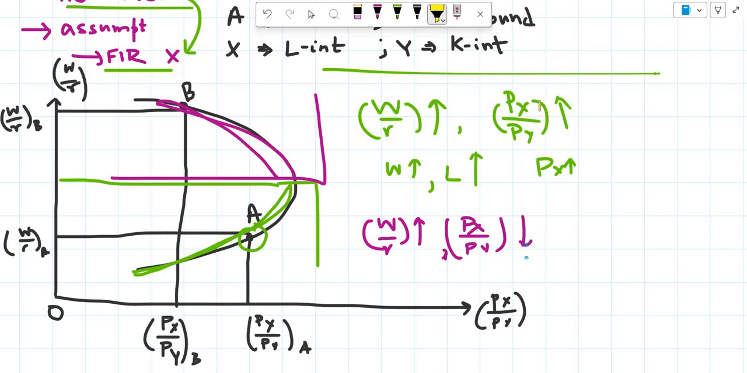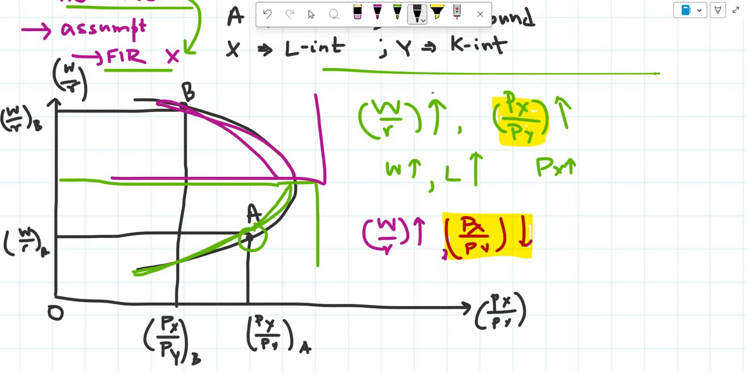Now, remember Px by Py was involved in the price definition of the Heckscher-Ohlin model. So we need to recapitulate the price definition of the Heckscher-Ohlin model. Let us try to explain it in this way. If W by R is increasing, first Px by Py is increasing, but if W by R increases even further, Px by Py starts to decrease, right? That is what the graph says. No issues with that.